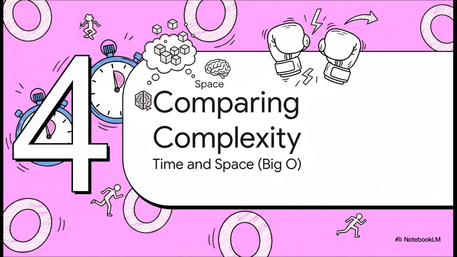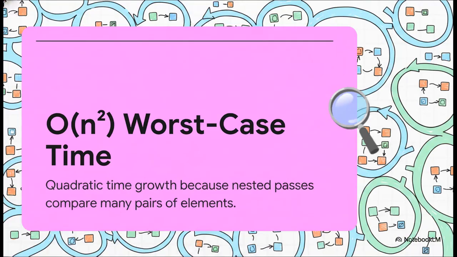Time and space, also known as Big O. So both of these algorithms actually share a worst-case time complexity of O(n²). Basically, this means there is a quadratic growth in the time they take as the dataset gets larger.